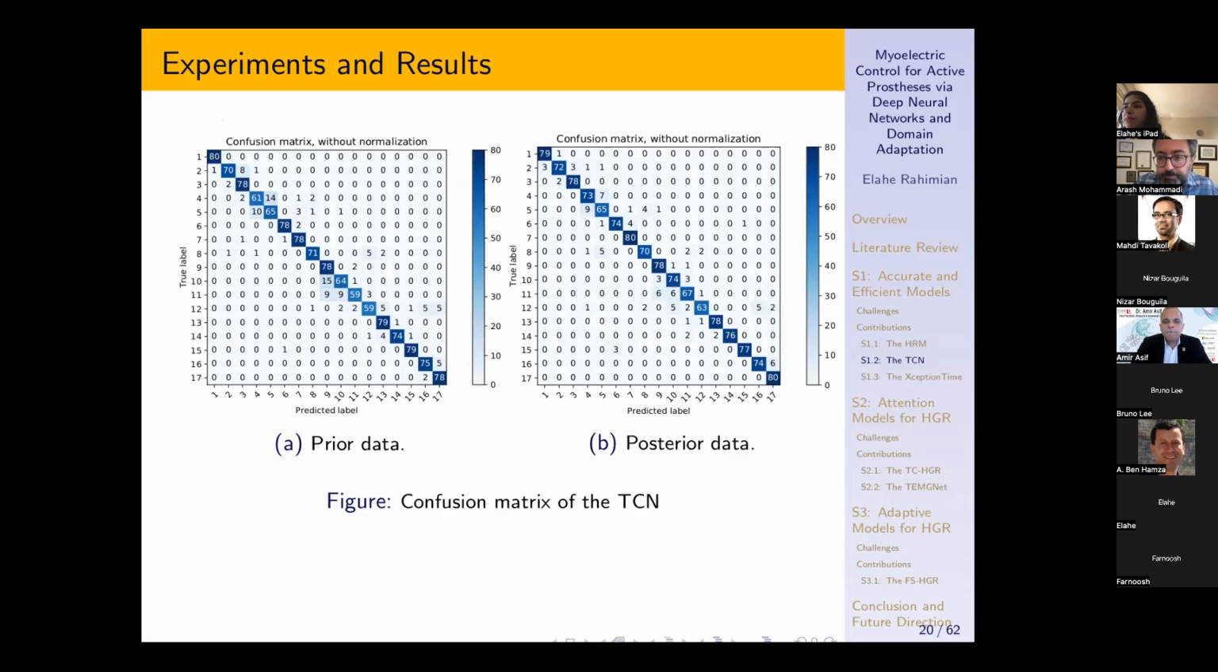Here is the confusion matrix for the TCN. Actually, here we have 17 movements, and based on that confusion matrix, we can calculate precision, recall, or accuracy very easily. And the other information that we can get from this confusion matrix is that, for example, the classification for some gestures is not good enough, and this is because they are more complicated, or some of these gestures are very similar to each other.